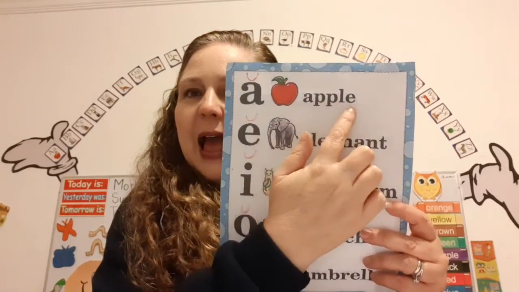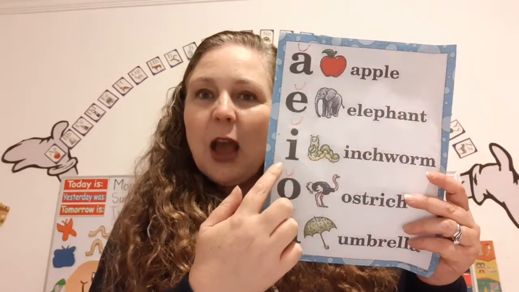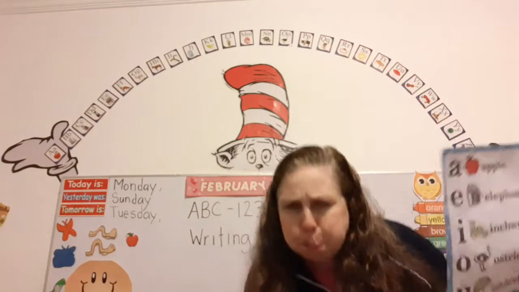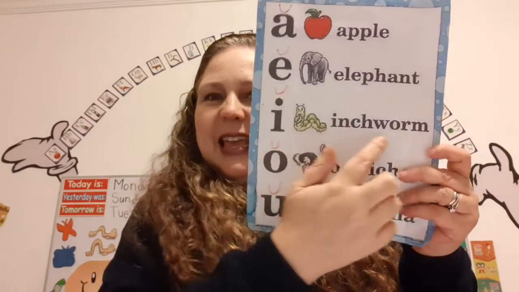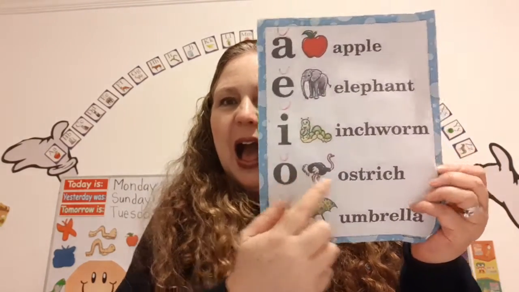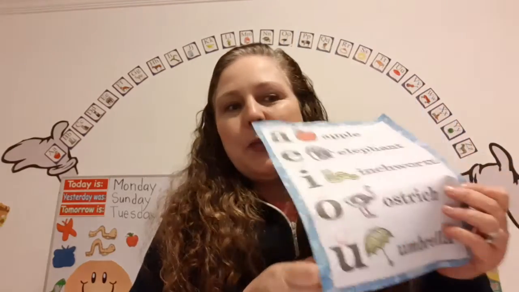A, apple. E, elephant. What does the elephant say? There you go. I, inchworm. O, ostrich. U, umbrella. Super duper duper. Now, are you ready? Stop.